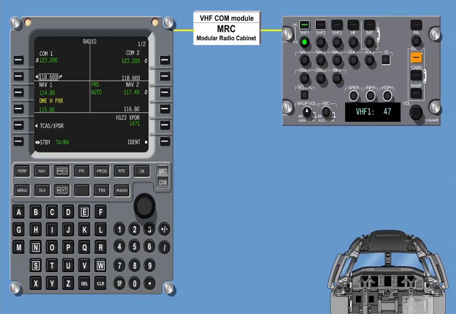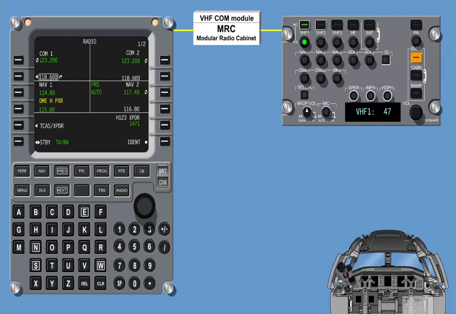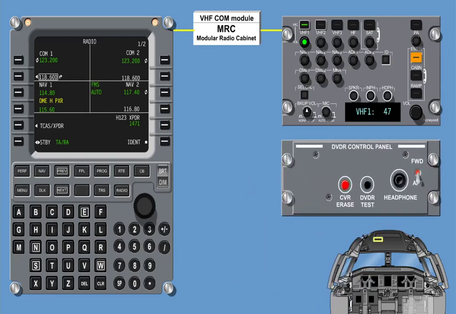The system has an automatic transmit timeout to prevent blockage of a communication channel if a mic boom push-to-talk button is for any reason stuck active. All communications via the audio control panels are recorded in the cockpit voice recorder portion of the DVDR.